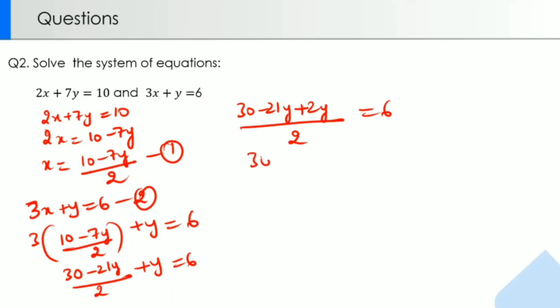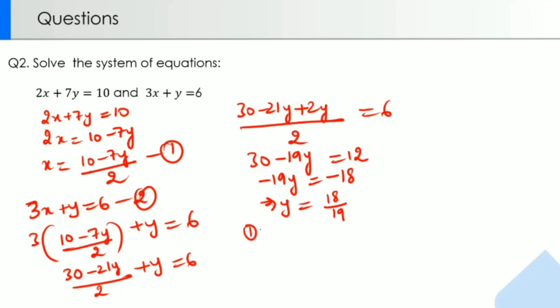So now you have 30 minus 19y. This equals 6 into 2, which is 12. So we get here minus 19y equals 12 minus 30, which is minus 18. So y equals 18 over 19. Now substitute this value of y in equation number 1 so that we can have the value of x.